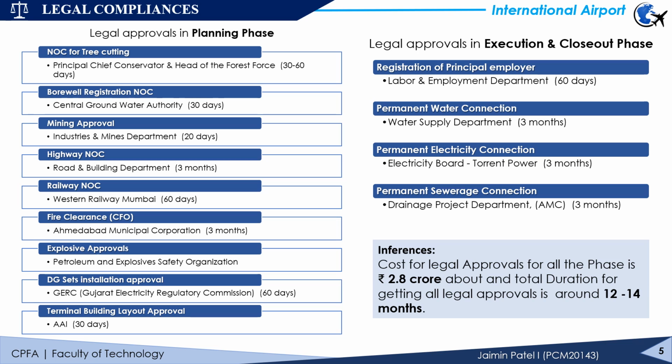and last is the terminal building layout approval. And finally, in the execution and closeout phase, there comes the registration for principal employer, then permanent water connection, permanent electricity connection, and permanent sewage connection, which come under the 3 basic amenities. So concluding this part, the total cost for all legal approvals in our project is around 2.8 crores, and it will take around 14 months for approving all legal approvals.